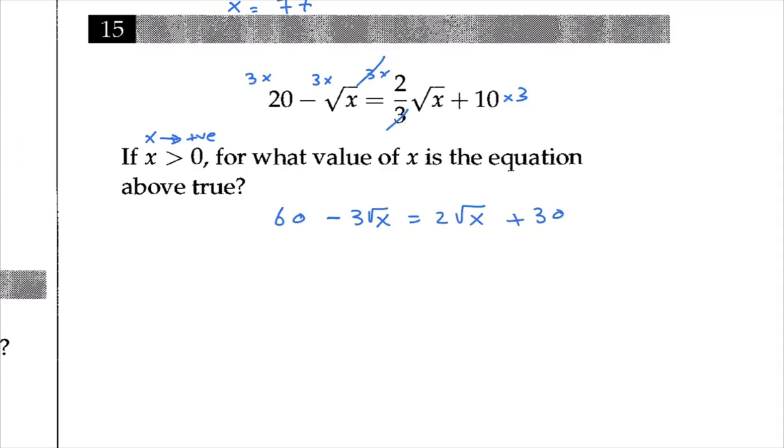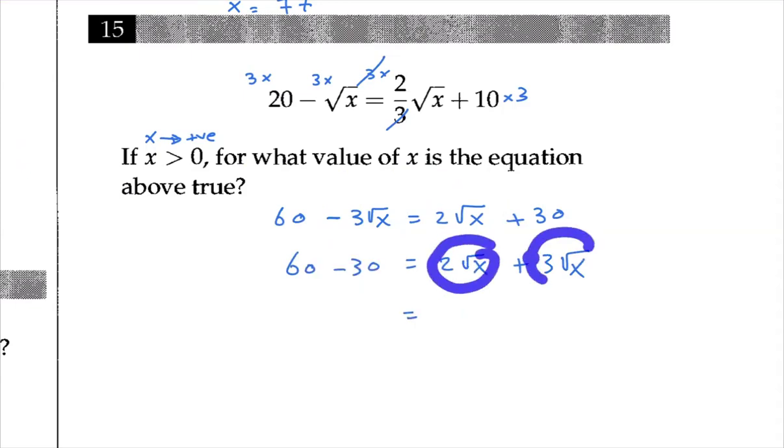Let's get the like terms on one side. Here we have 2 square root x, and here we have -3 square root x. So I'm going to shift this to the side to have the square roots together. So 2 square root x, if you shift -3, it will be plus 3 square root x. And let's shift the 3 to the side. It will be -30. 60 -30. 2 square root x plus 3 square root x.